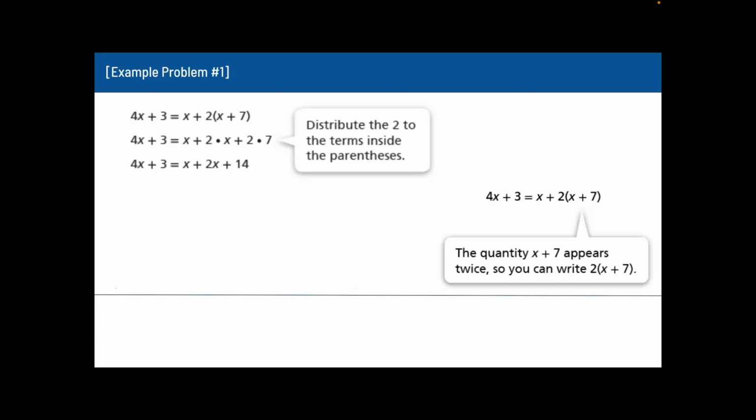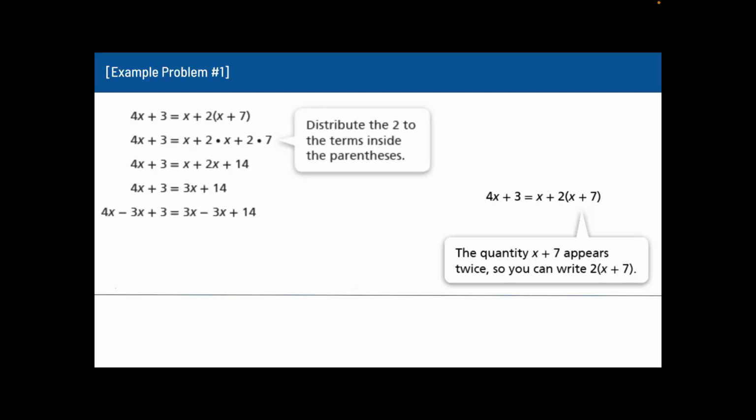Now we'll combine like terms. We have x plus 2x. We will get 3x. So we have 4x plus 3 equals 3x plus 14. Now we want to get rid of the lower number x, since there's one on both sides, so we'll get rid of the 3x by subtracting it. So we subtract 3x on both sides.